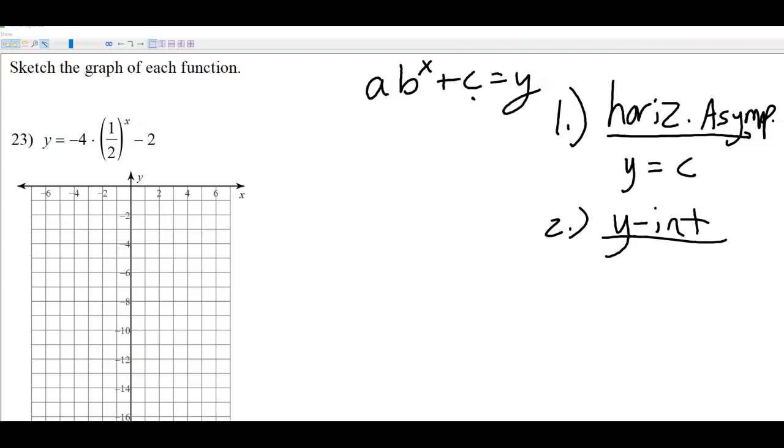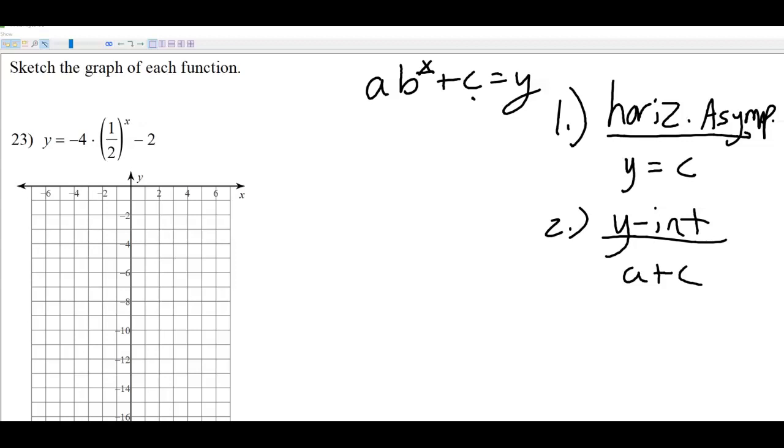Now this is the long way to do it, but let's think our way through this. If you plug in 0 here for x, that's going to be b to the 0 power. And anything to the 0 power is 1. And what's 1 times a? It's a. So your Y-intercept is going to be a plus c. So you don't have to plug in 0 anymore. You just remember it's always a plus c.